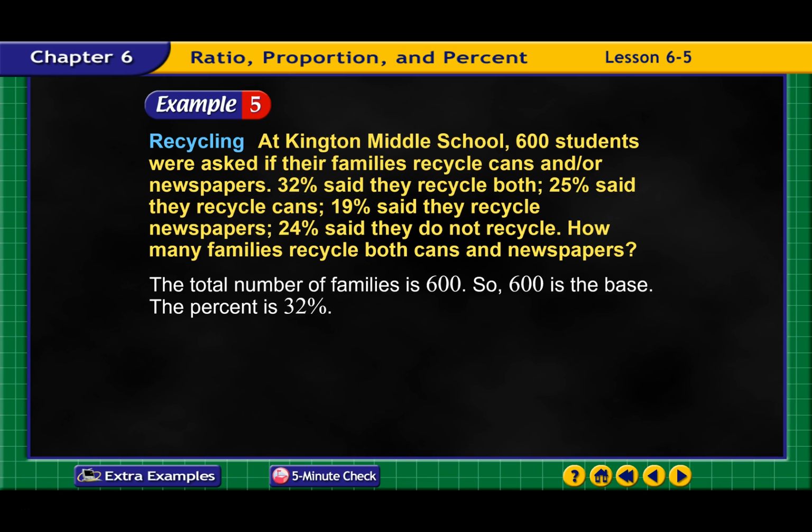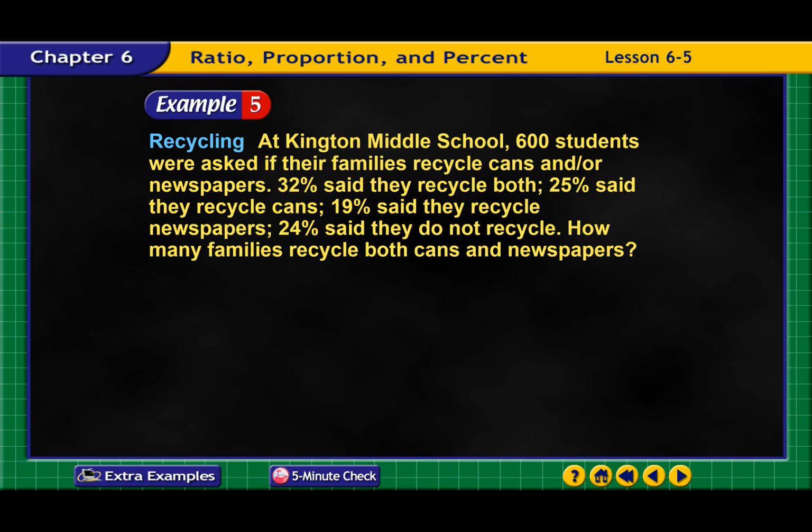So they gave us a little more information than we needed. So how many families use both? So we have a total of 600 students. How many do both? 32% say they do both. So this looks like my base, because that's the total amount, and we need to find the part.